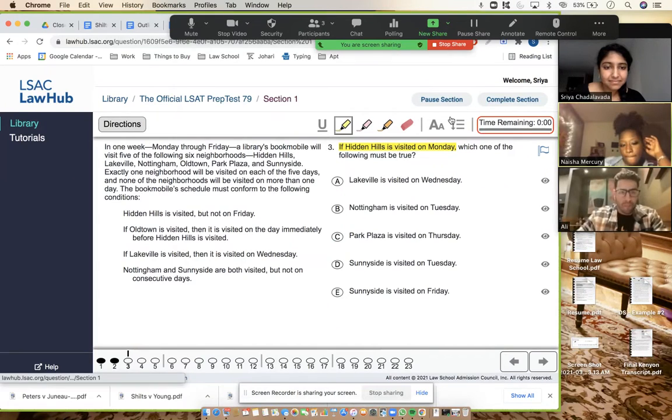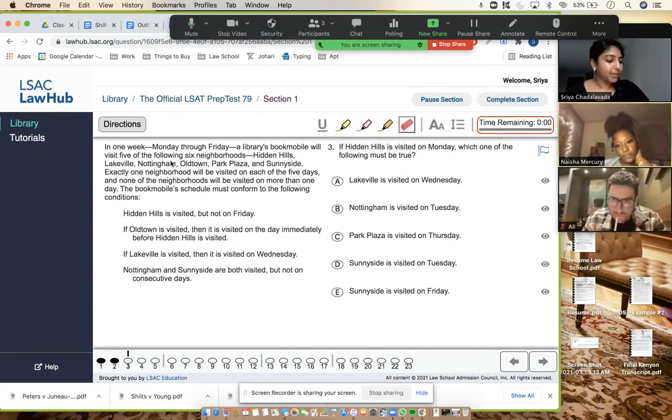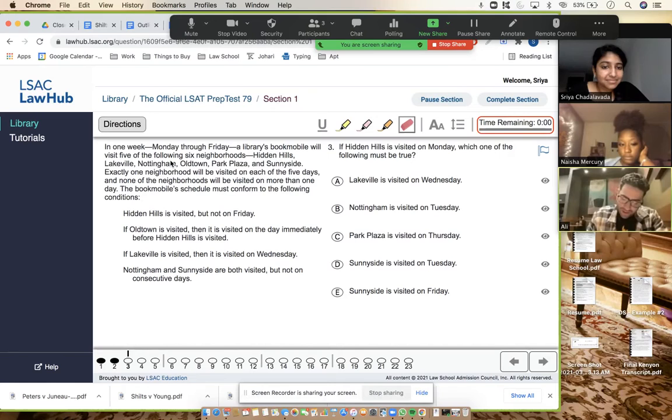Makes sense. Okay, so this one has a local rule. If H is visited on Monday, which one of the following must be true? So do we have an example where H is on Monday? Our last one, yeah. So what I do for a question like this, because we have an example, is I just rely on it. So if H is visited on Monday, does it have to be true that L is on Wednesday? Maybe, right? We don't know if that must be true, but it happened.